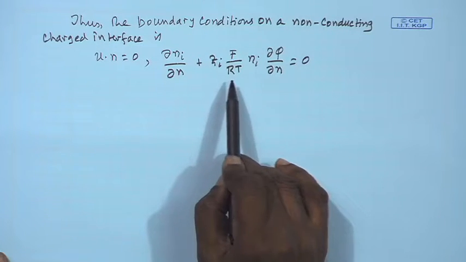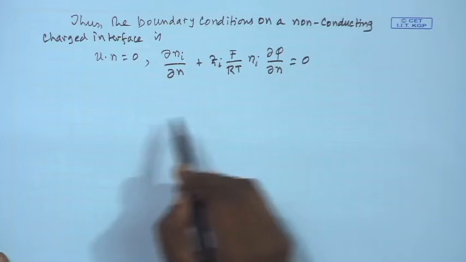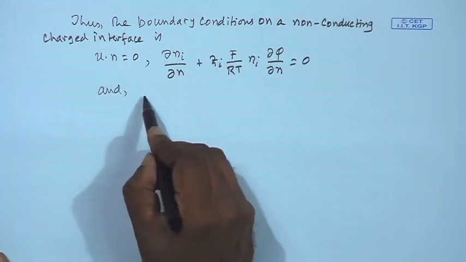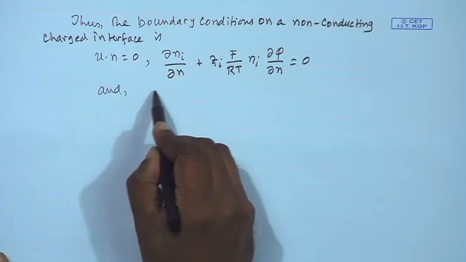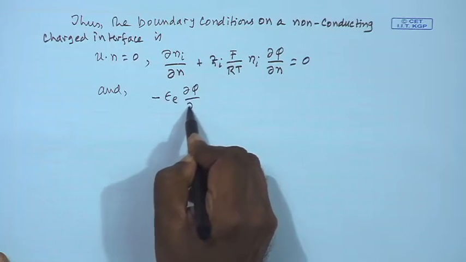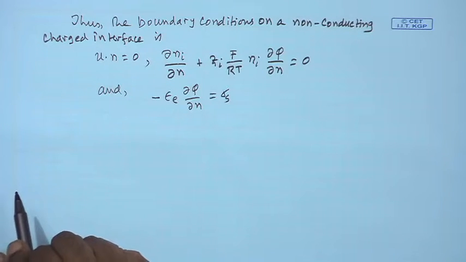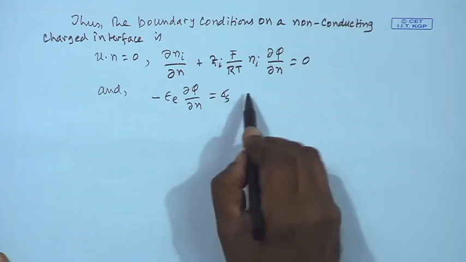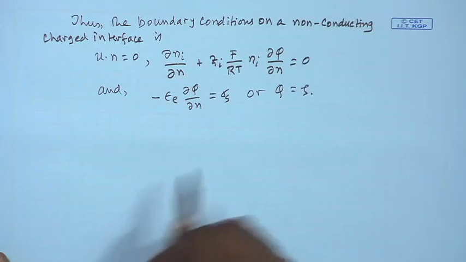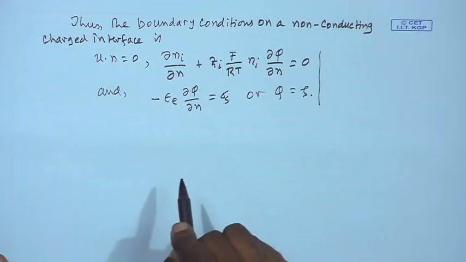So, these are the two conditions due to the no normal flow and no ionic flux across the interface, and we have either this condition equal to sigma s if the surface charge density is prescribed, or phi equal to zeta. So, these are the conditions when you have a non-conducting charged interface.